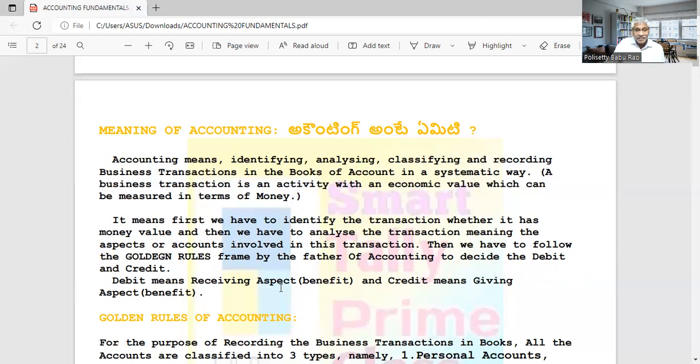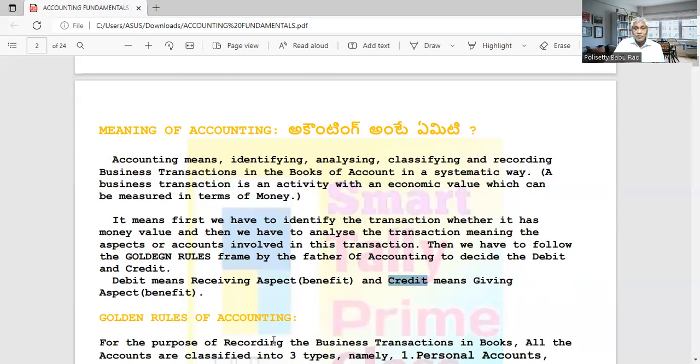So debit means the receiving aspect. What you are receiving is called debit. And what is the aspect we are giving? The aspect of benefit we are giving, we denote it as credit. So we have to debit one aspect or one account, and we have to credit another account or another aspect. In every transaction, there are definitely two aspects, it is a must. In some transactions, there will be more than two also. That we will come to later.